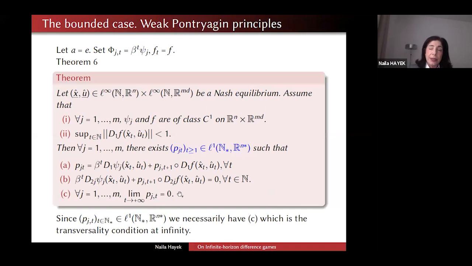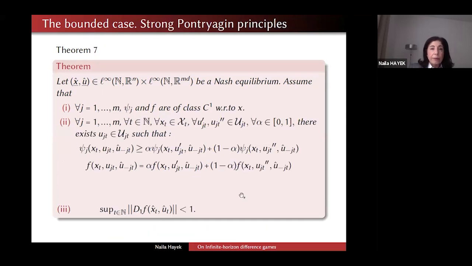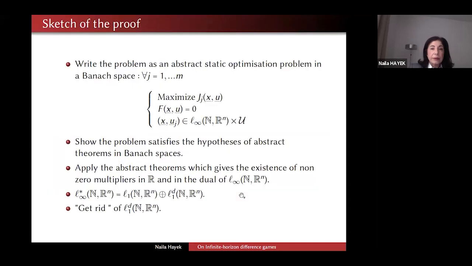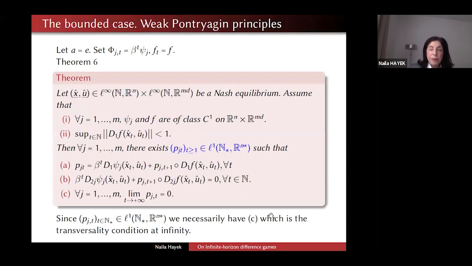This is a very interesting thing because in general, we don't have it. In other discrete infinite horizon problems, we don't necessarily have this condition, as Halkin showed in the continuous time case. But in the case of bounded processes, this condition is obtained since p jt is in L1. So we necessarily have that the limit of p jt is equal to 0.